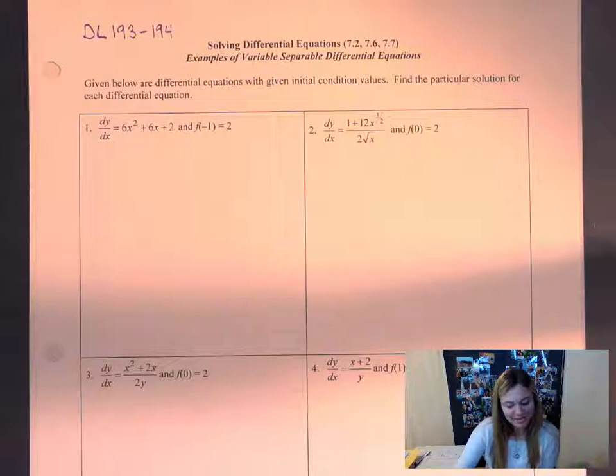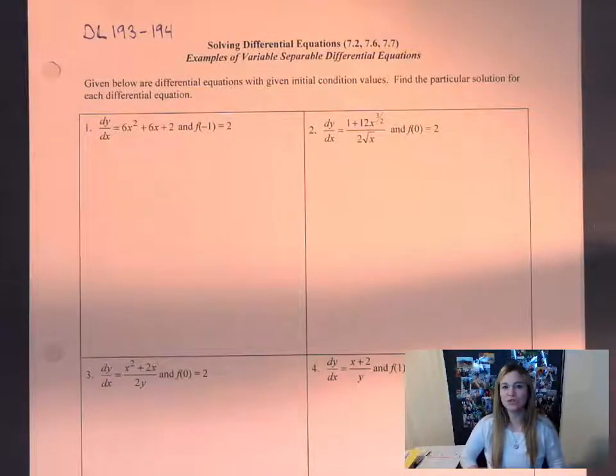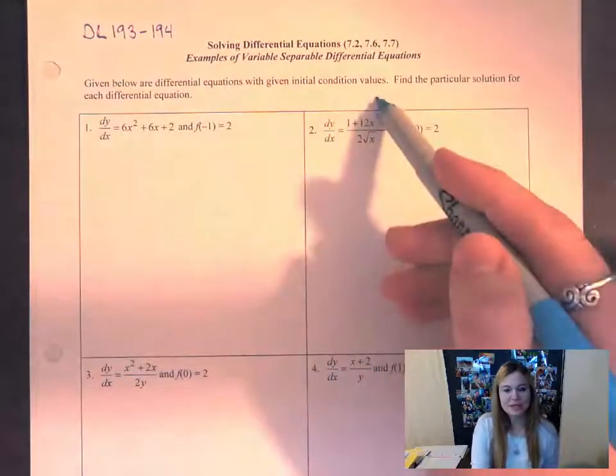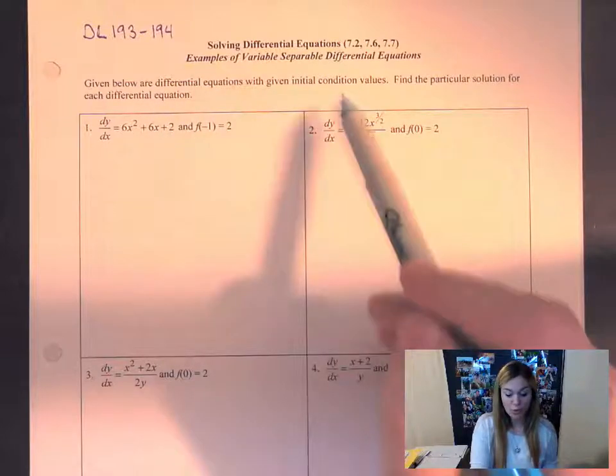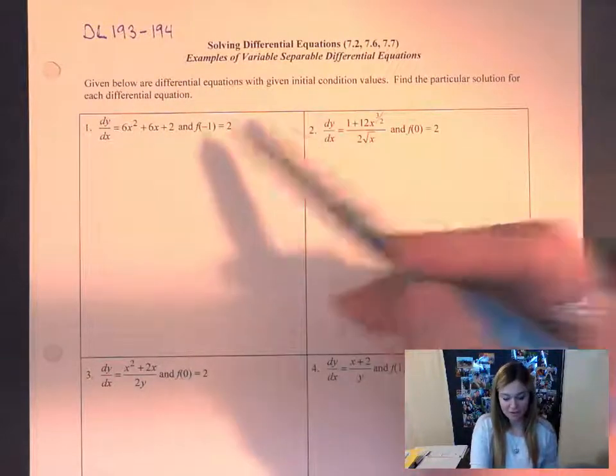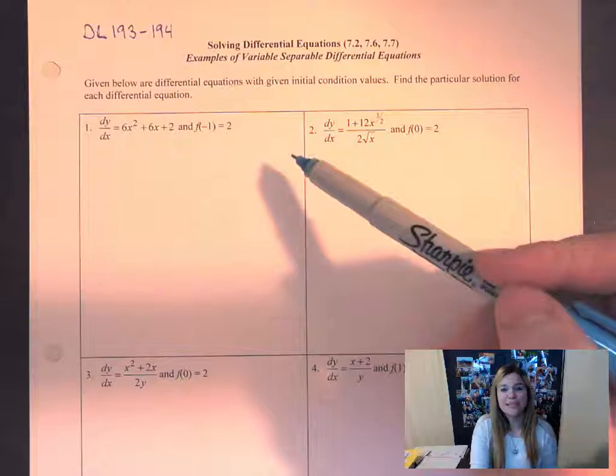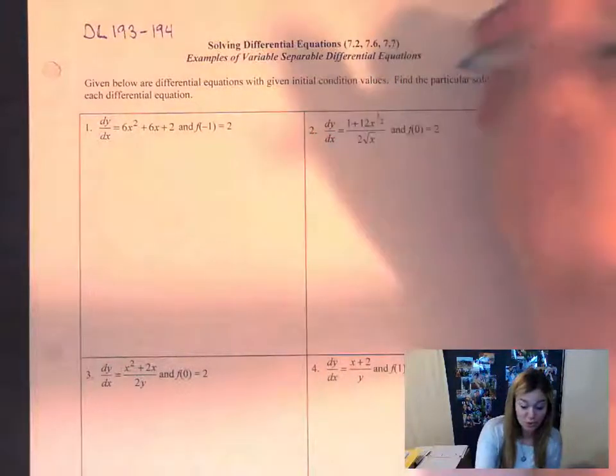So in this problem it says given below are differential equations with given initial condition values. So differential equations, don't be scared off by this. This is just saying given below we've got a derivative and then we have initial condition values, meaning we have a point from the original function. So the derivative, a point from the initial function. That's it. And then find the particular solution for each differential equation.